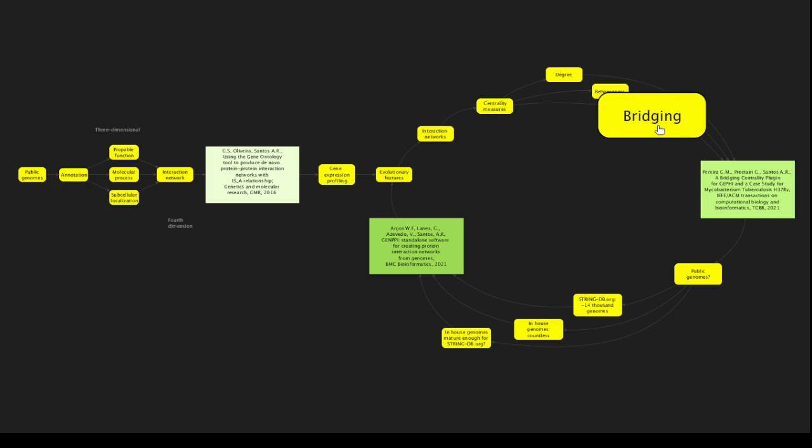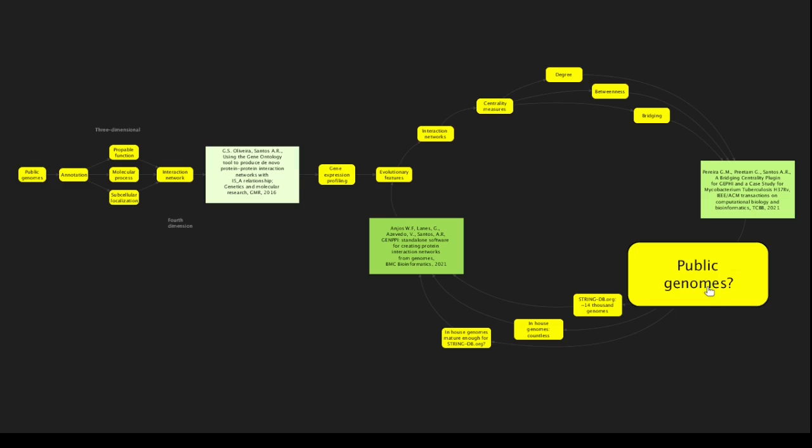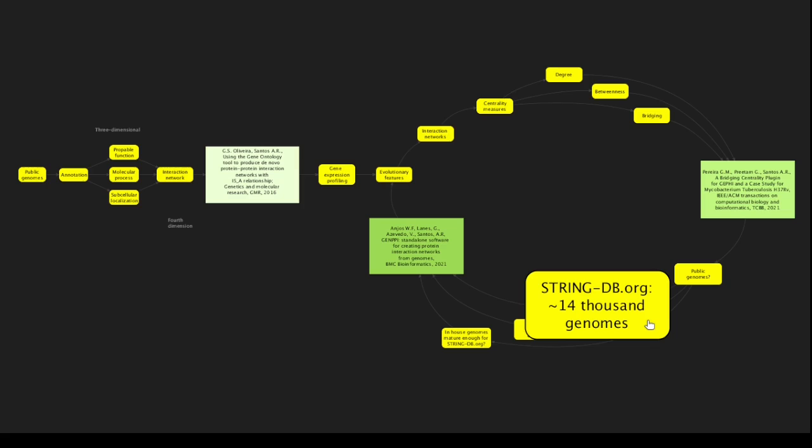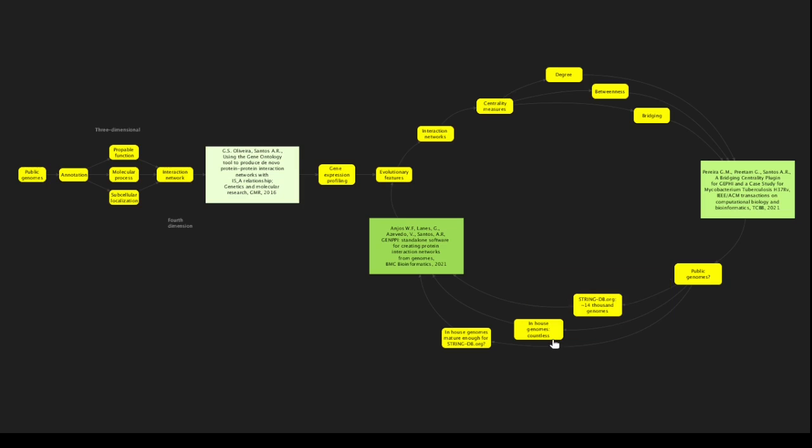StringDB.org uses conserved neighborhoods, phylogenetic profiles, and gene fusions features, plus others, including literature evidence of interactions. Today it has about 14,000 genomes. However, the number of novel in-house genomes we can produce nowadays could overwhelm this magnitude of genomes with interaction networks available in about 1 year.